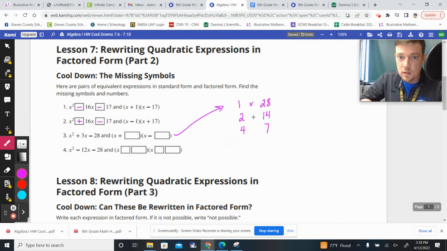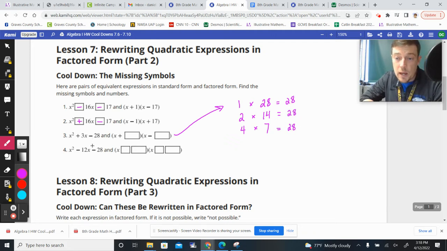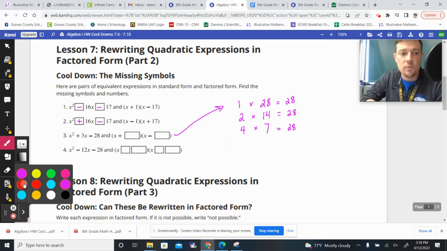All of these multiply out and give us the 28 that we need to be in the constant's place in standard form, right? And since it's a negative 28, we know that one of them's got to be positive and one of them's got to be negative. So whenever we add them together, they're actually going to subtract their absolute values. So we really need a pair of them that have a difference of our number in the middle, our linear term, which is 3. So out of these 3 pairs, which ones have a difference of 3?